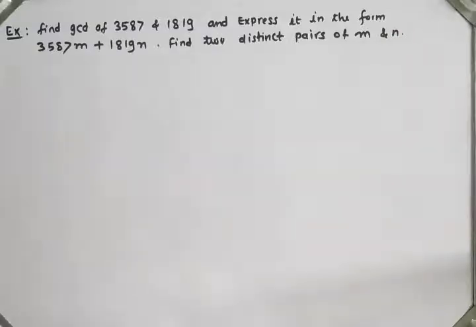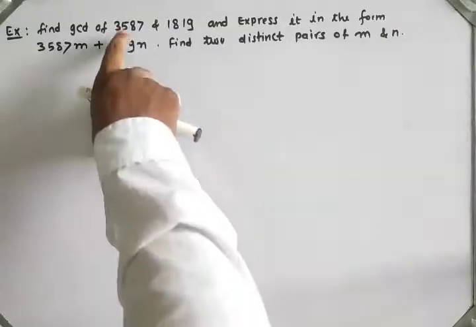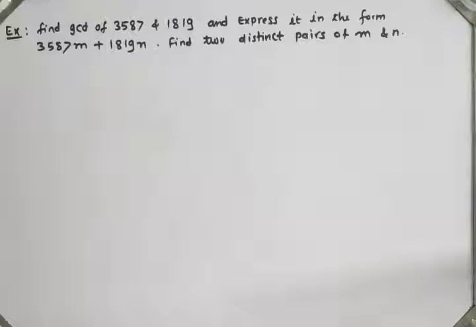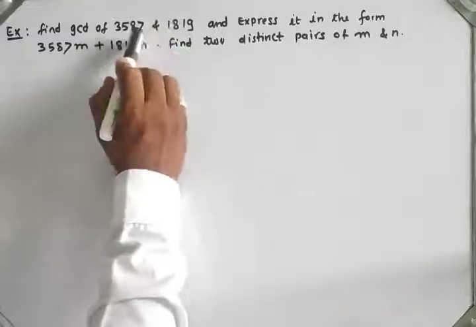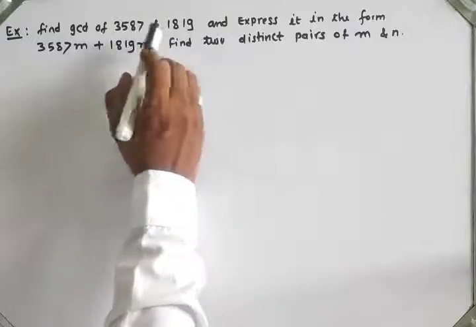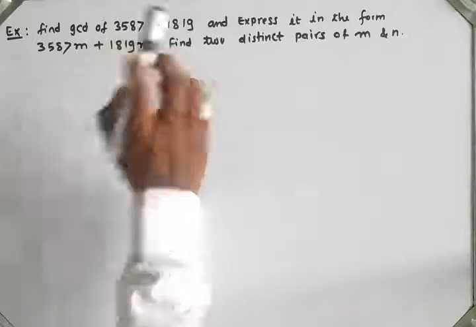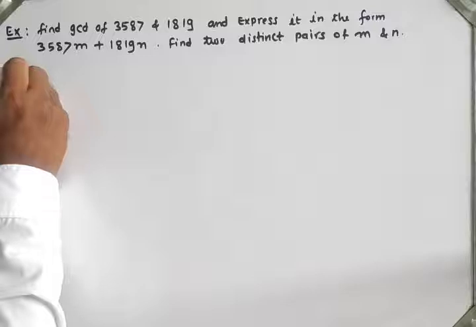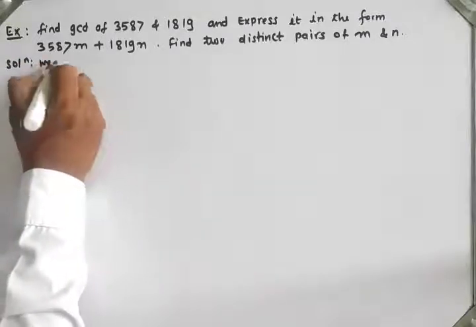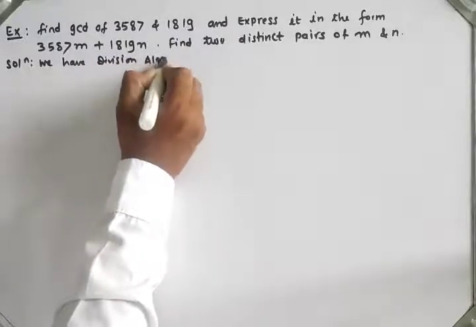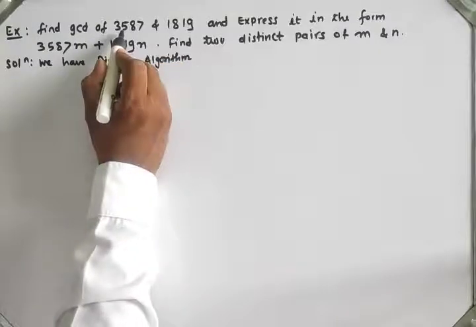So first find out the GCD of the given two numbers, 3587 and 1819. Here 3587 is greater than 1819, so we will apply the division algorithm between these two. So 3587 is divided by 1819. We have the division algorithm, so we will divide this number by this.